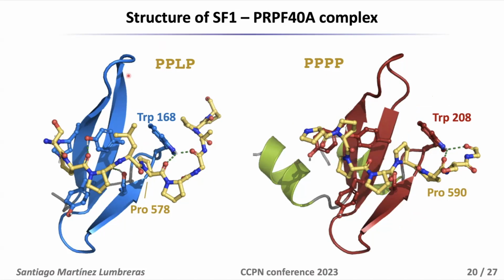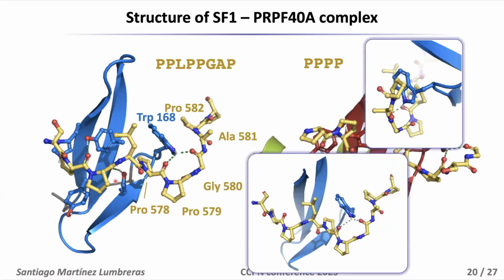But in the case of the first WW domain, we observe more contacts. We have this sequence, proline, proline, glycine, alanine, proline, wrapping around the tryptophan, with the two prolines sandwiching the tryptophan ring. And also we have extra contacts from the backbone. This type of interaction has not been seen for WW domains before, and we believe this is the cause of the increased affinity that this tandem shows, and it also explains the selectivity for this type of sequence.